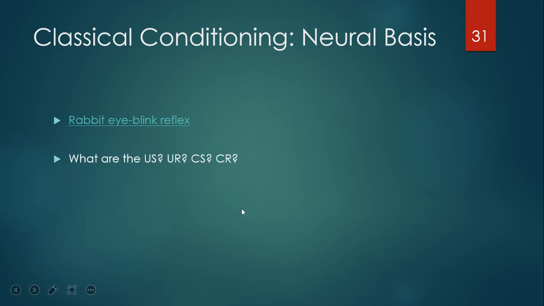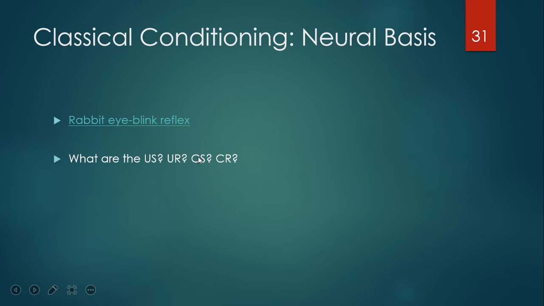All right, so what are the US, UR, CS, and CR from that video? In that video, you saw a rabbit learn to blink in the presence of that tone or that light, because that meant that a little puff of air was about to strike its eye. So the unconditioned stimulus would be the puff of air. The unconditioned response would be blinking. The conditioned stimulus would be the tone or that flash of light. And the conditioned response would be blinking in the presence of that flash or that tone.